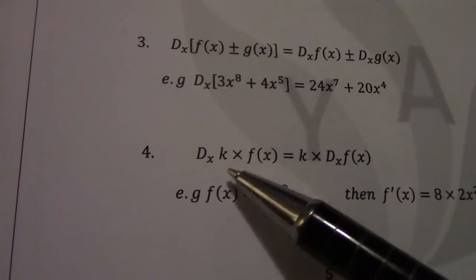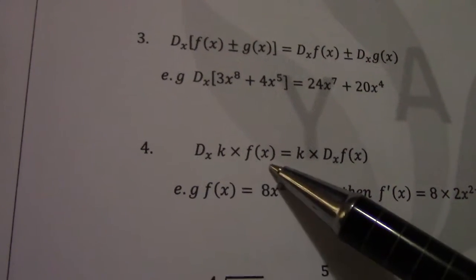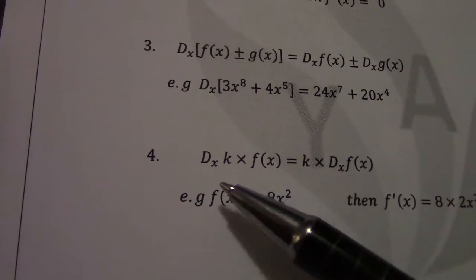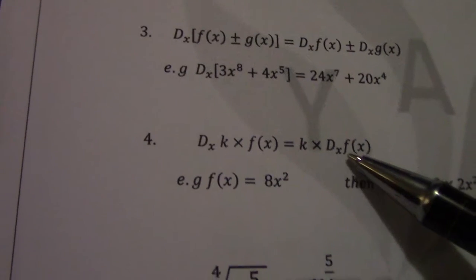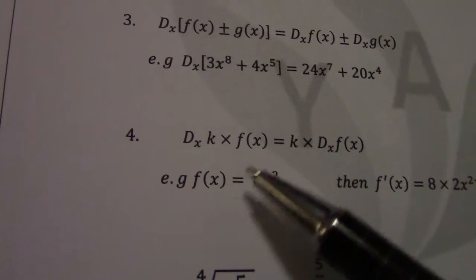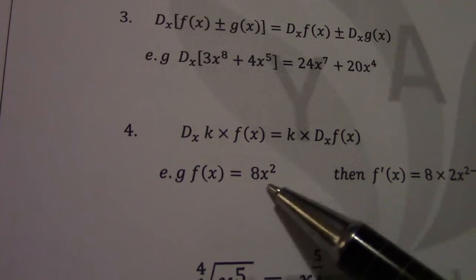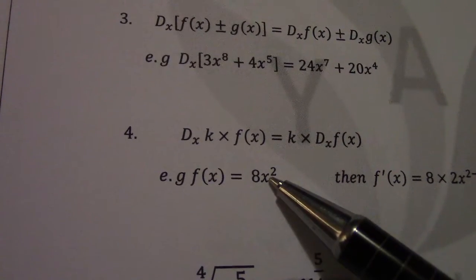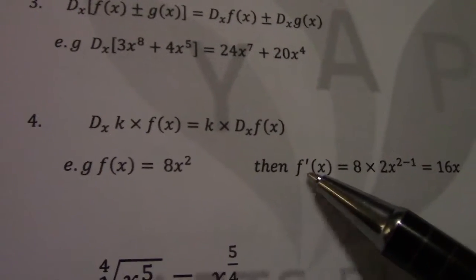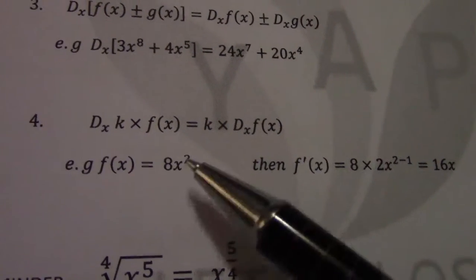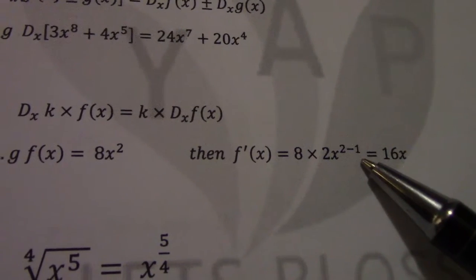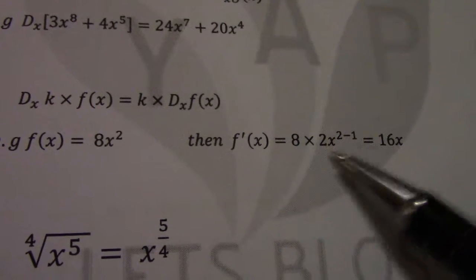We also have, where we differentiate a constant times f of x, it is the same as saying differentiate the constant on its own and differentiate f of x. So if you look at what I'm stating there, f of x equals 8x squared. There's my 8, it's k, and f of x is given as x squared. Then my first derivative would be 8 times 2 times x, 2 minus 1 becomes 1, so 8 times 2x then becomes 16x.